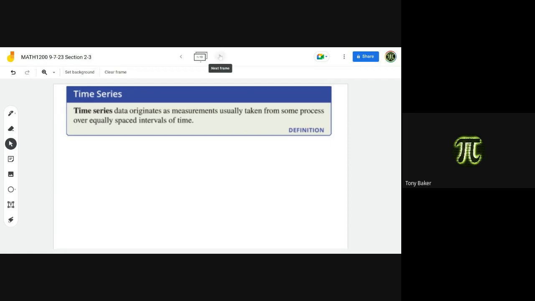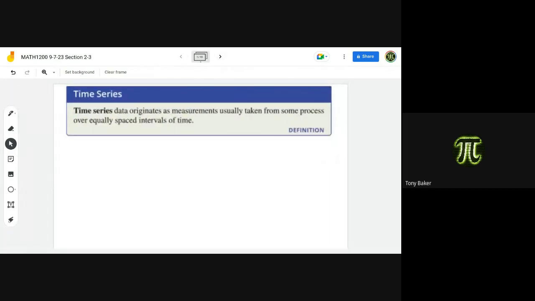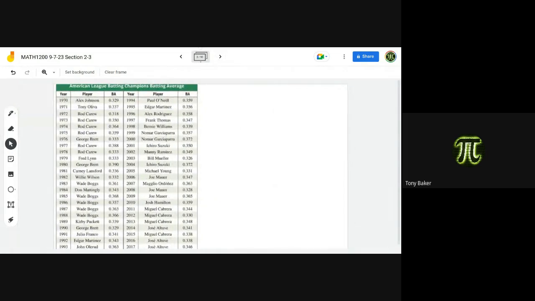So let's look at one. I don't know if you guys can read that or not. I can go back and talk about the next page. The next list we're going to look at is batting averages in the American League, for the American League batting champion from the 1950s till I think it was last year. All set? Okay. So we have from 1970 actually.